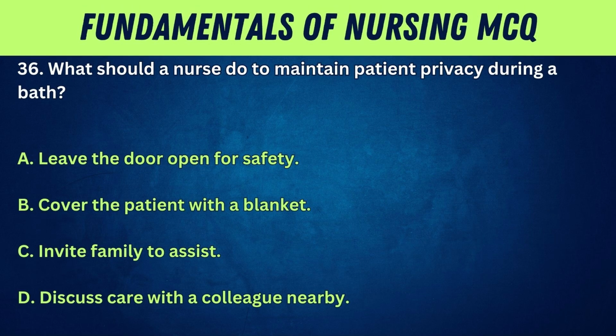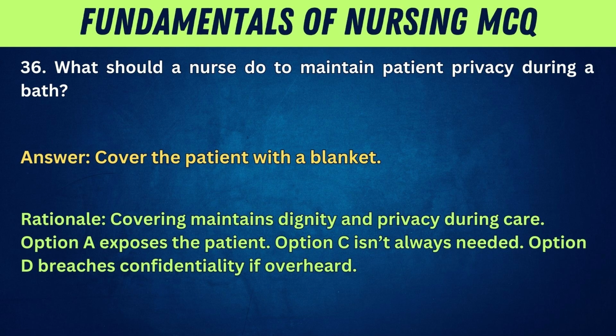36. What should a nurse do to maintain patient privacy during a bath? A. Leave the door open for safety. B. Cover the patient with a blanket. C. Invite family to assist. D. Discuss care with a colleague nearby. Answer: Cover the patient with a blanket. Rationale: Covering maintains dignity and privacy during care. Option A exposes the patient. Option C isn't always needed. Option D breaches confidentiality if overheard.